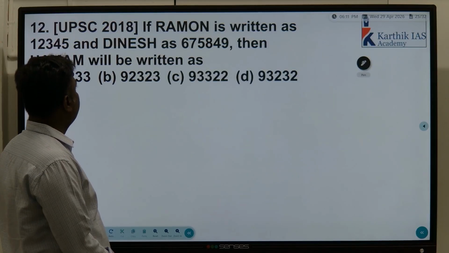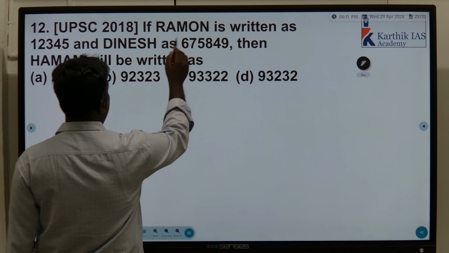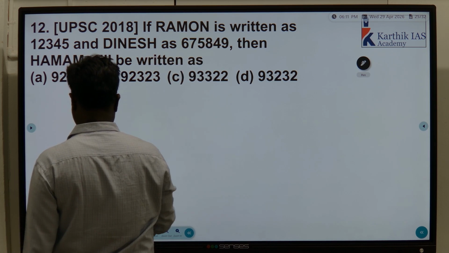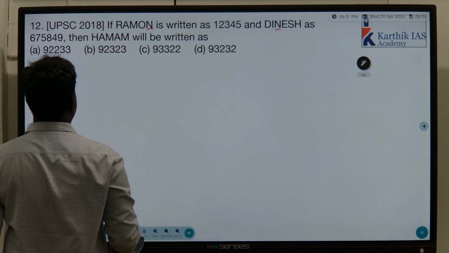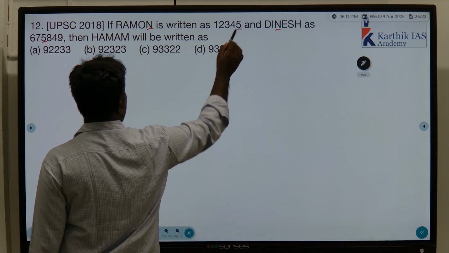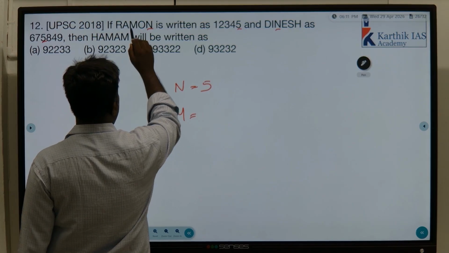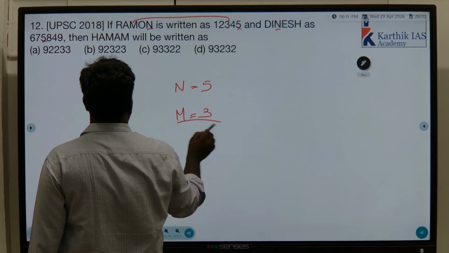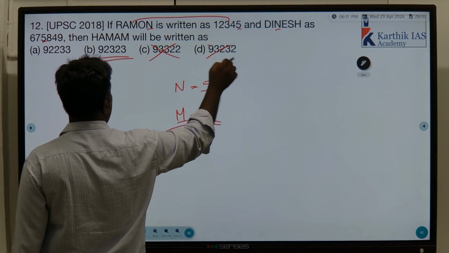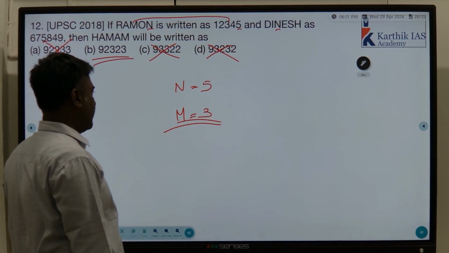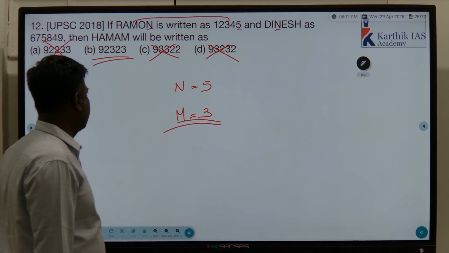Okay. Then Raman, 1, 2, 3, 4, 5. Dinesh. So now compare these two. N is there here, and N is there here. The third number is 5 here, the last number is 5 here. So N means 5. Then what is M? Because we need a Hammam, right? M is actually the third one, 3. So it should be 3, 3. So there is only one letter, 3, 2, 3. That's all. With the M alone we can solve this question. And A means 2. So like this we can solve this question.